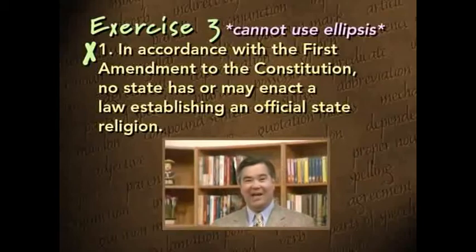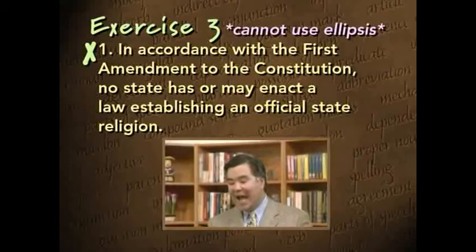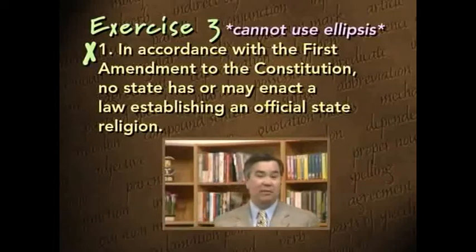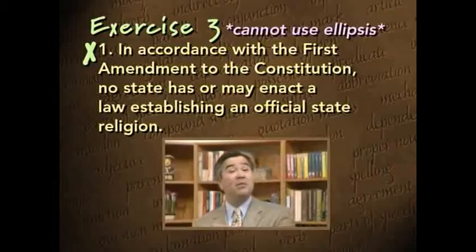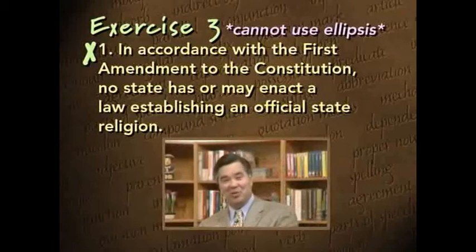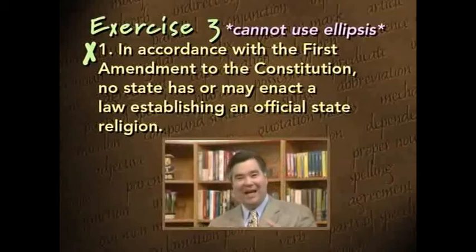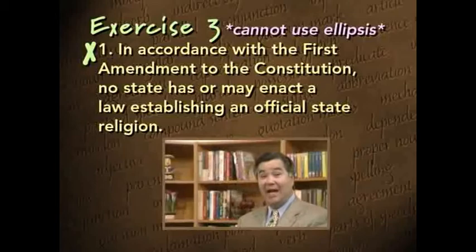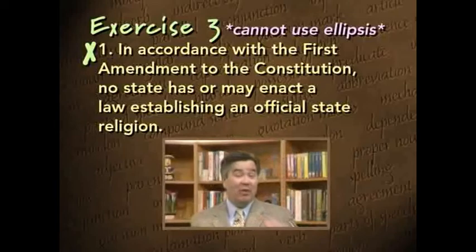Okay, but rather than repeat the verb enact, the author is trying to use ellipsis to eliminate the first enact, and so he has written, no state has or may enact a law establishing an official state religion. But remember the test. You need to be able to insert the exact same word that you've omitted from elsewhere in the sentence, plug it in, and have the sentence make sense. Now, the word that was omitted is enact. We see it right here in the sentence. When we try plugging it in, how does the sentence read?